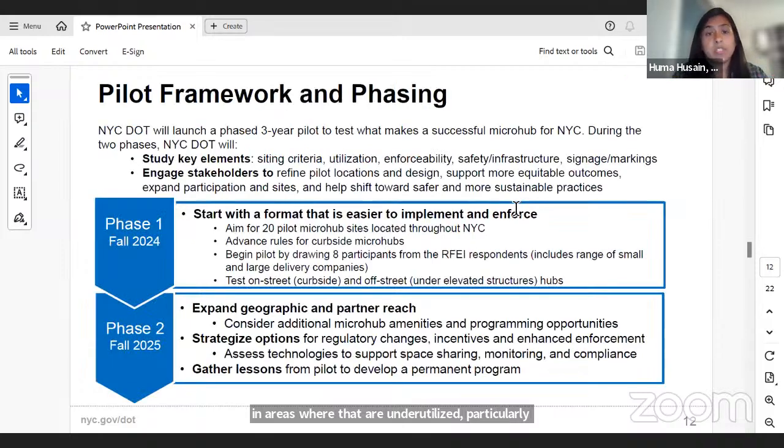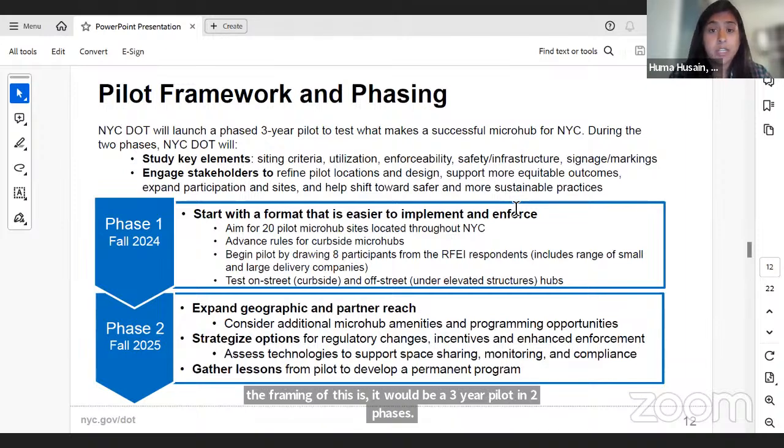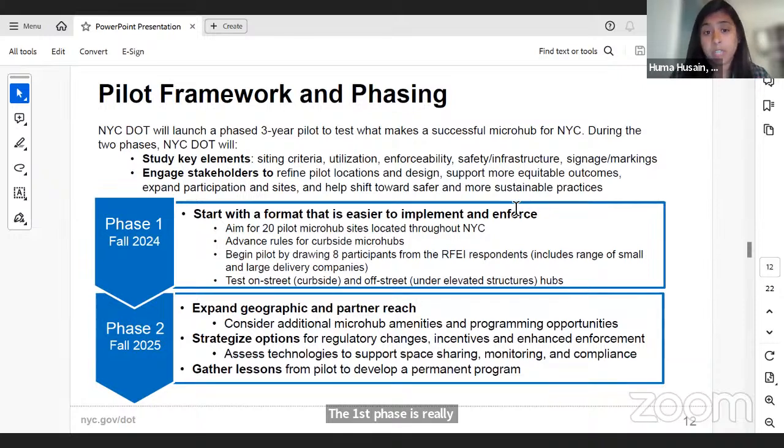So the framing of this is it would be a 3-year pilot in 2 phases. The first phase is really studying the basic criteria and how successful they are. So where we site these, how it's utilized, how well it's enforced, the safety and infrastructure elements, the signage and markings, like how well do all these basic things work. We would start with 20 pilot sites across the 5 boroughs and 8 companies that all responded to a request for information a year back. And so we're just using those 8 companies as a starting point and really test all these basic elements.